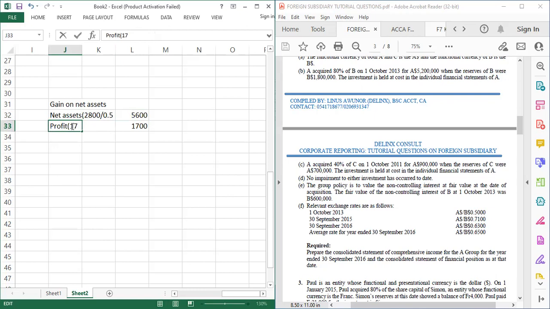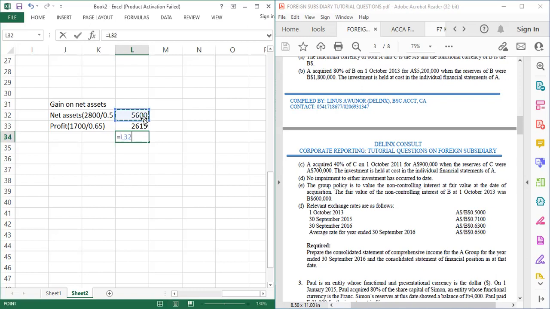So the profit will be translated at which rate? Average rate. That's very nice. The average rate is what? 0.65. Okay. So what answer are we going to get? 2615. Okay. So what will be our total now?